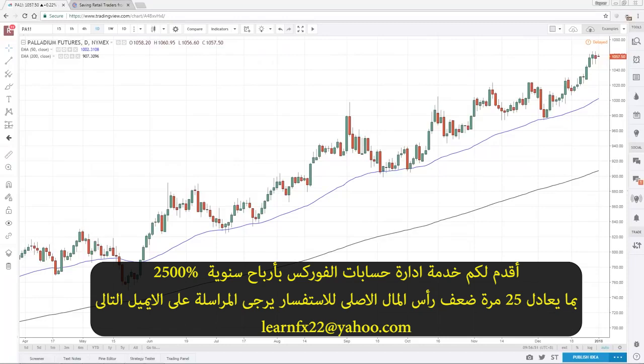For the trend following trade, you would only exit if the market comes down and finally closes below this 50 period moving average. Only then you exit the trade. So these are a couple of techniques that you can use to manage your trade, whether it's a swing trade or a trend following trade.